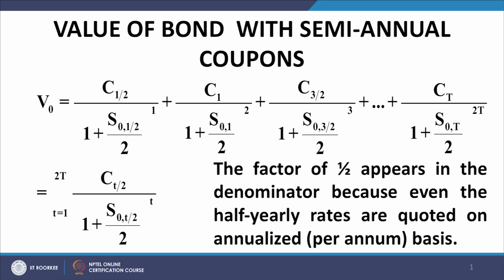Let us take an example. This is an example of the valuation of a semi-annual coupon bond. C 1 by 2 is the coupon payment that you get at the end of the first 6 months, and you can see the discounting is done at S 0, 1 by 2, which is the annualized risk adjusted market rate or the valuation interest rate estimated by the investor, but that is on an annualized basis.